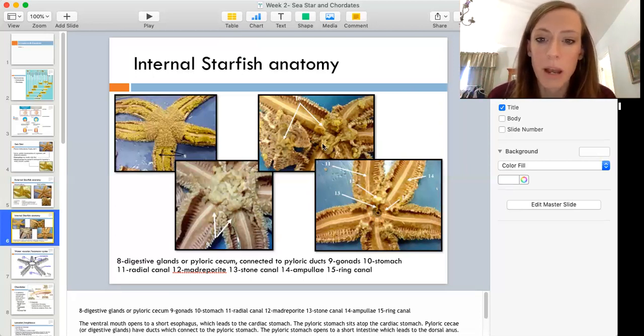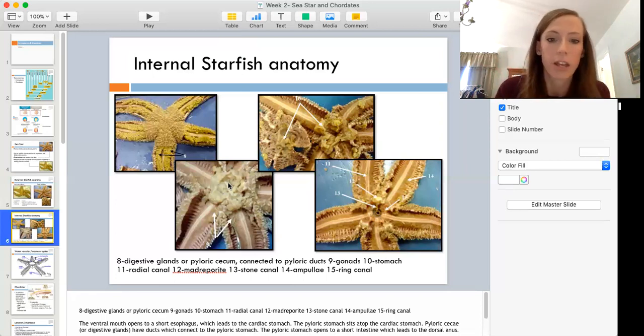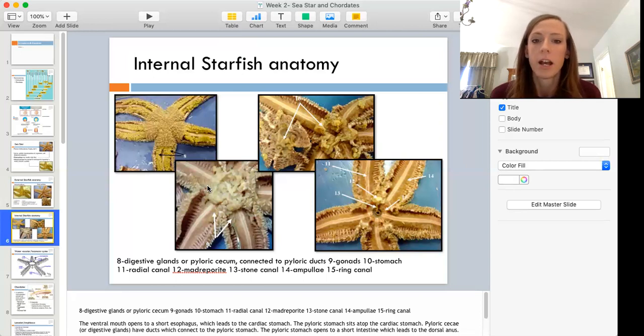And then underneath the pyloric stomach is the cardiac stomach. Instead of being star shaped, it's more fluffy, like a pillow, kind of bulbous looking. So this is the cardiac stomach here. And if you were to remove that, then you'd be able to see all of the structures of the water vascular system.